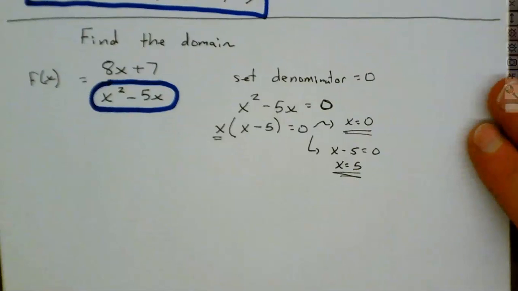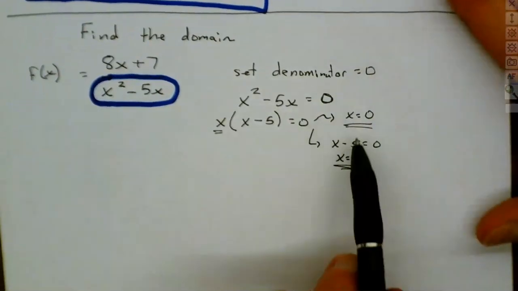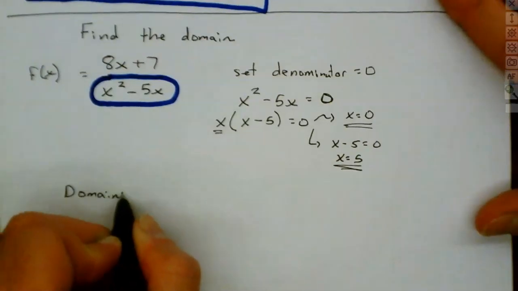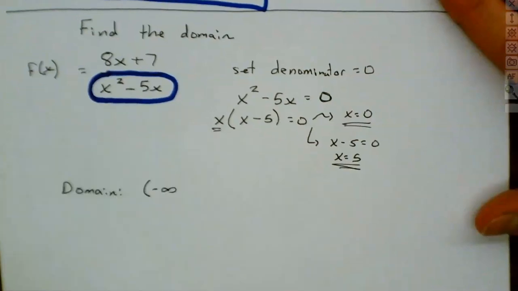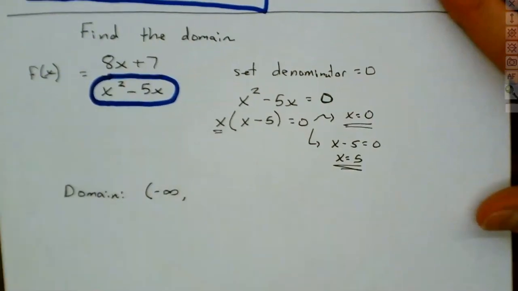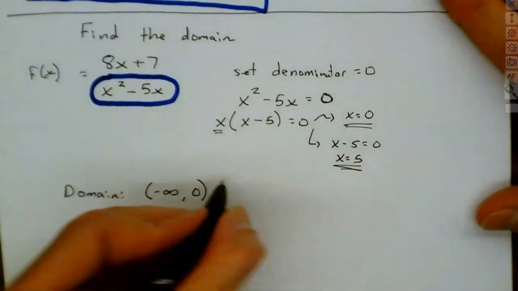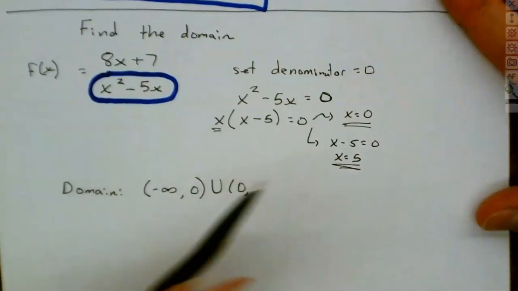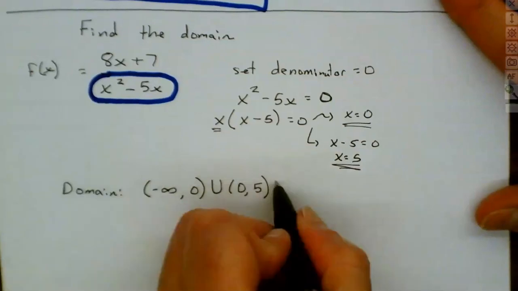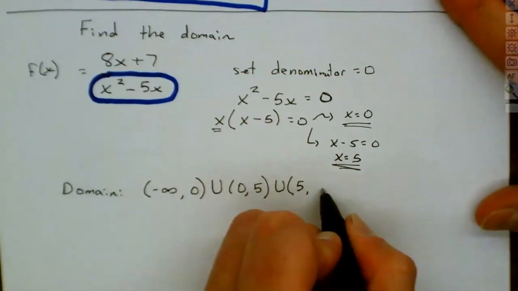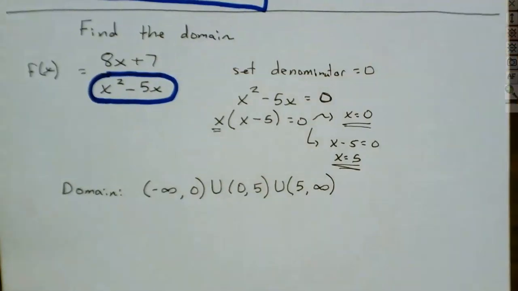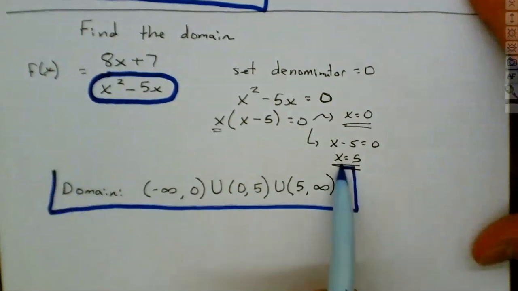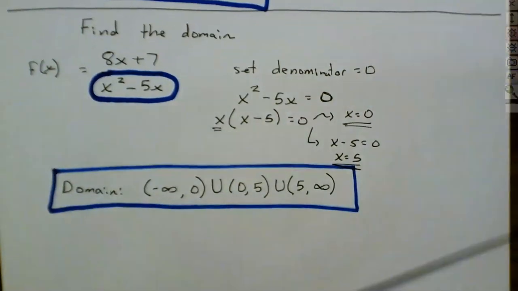Now, how do we write our solution? These are the numbers that do not work. So we write our solution as this. Our domain is going to be negative infinity to the smaller number, which is 0. Then we use a U for union. 0 to the next number, which is 5. And then we use a U for union. 5 to positive infinity.